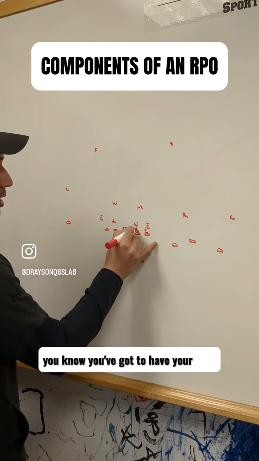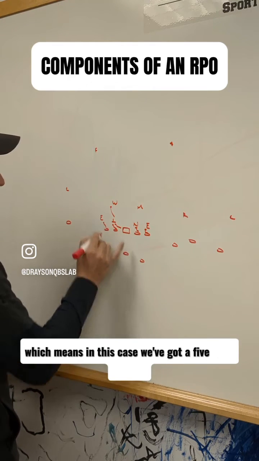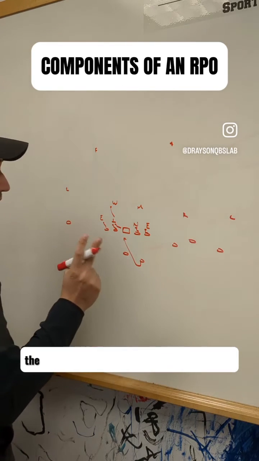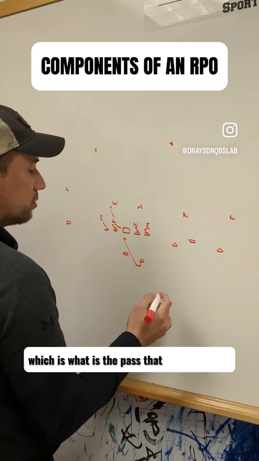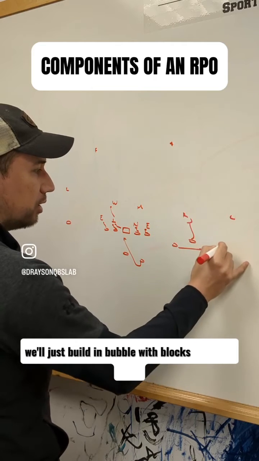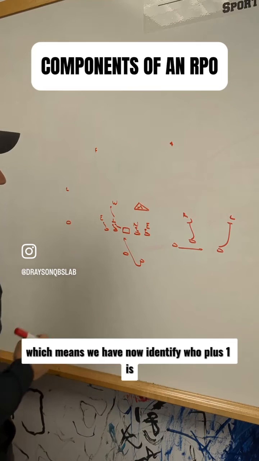You've got to have your base run scheme as your beginning point, which means in this case, we've got a 5-man scheme because we're in 10 personnel. So we're just running inside zone. The second component is the next obvious one, which is what is the pass that comes off of it, the natural pass. So in this case, we'll just build in bubble with blocks out here, right? Which means we have now identified who +1 is. That's the guy that we're reading.